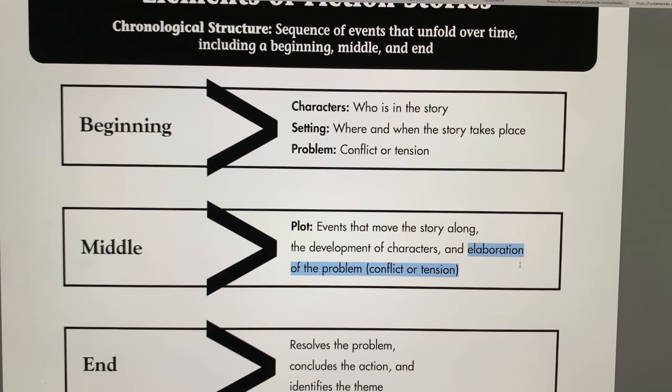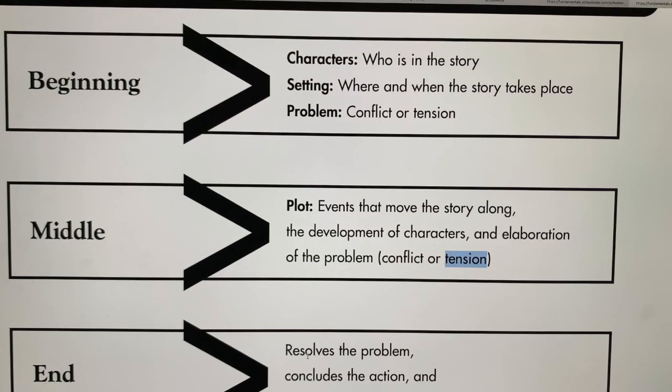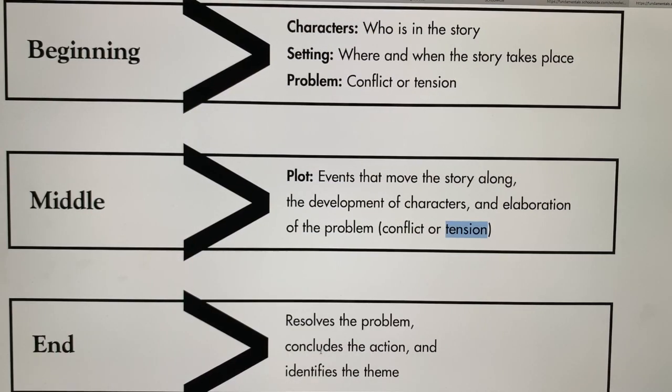So what is the problem? And the problem doesn't have to be, like a serious issue. It could just be some tension, like something's going on in the story and this is where it would go. And then lastly, you have the end, which is where the problem is resolved. And there we go. Where the problem is resolved, the conclusion of the action, and sometimes it identifies the theme. So if there's a lesson for you to be learned, then this is where it would happen, okay?